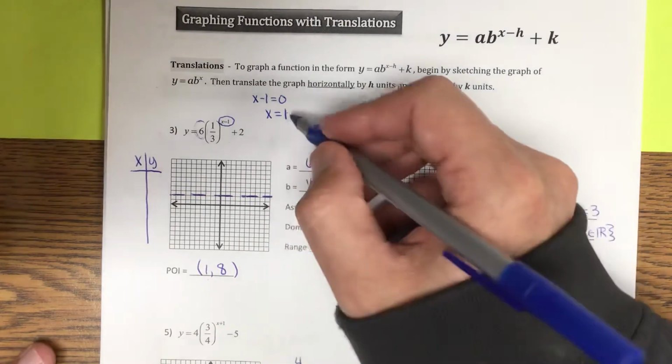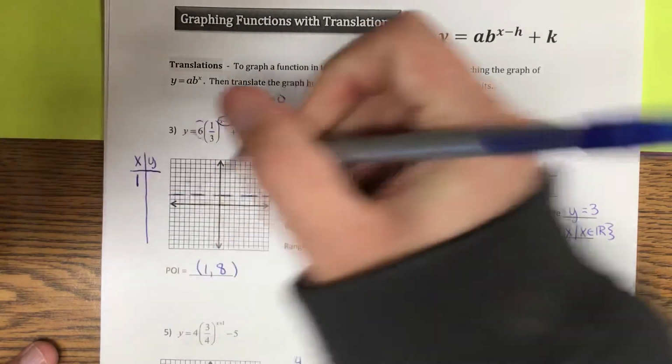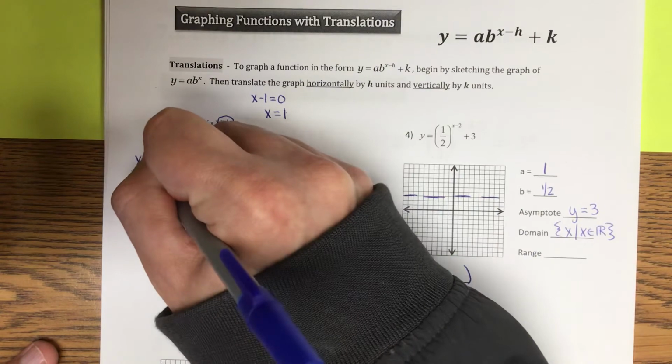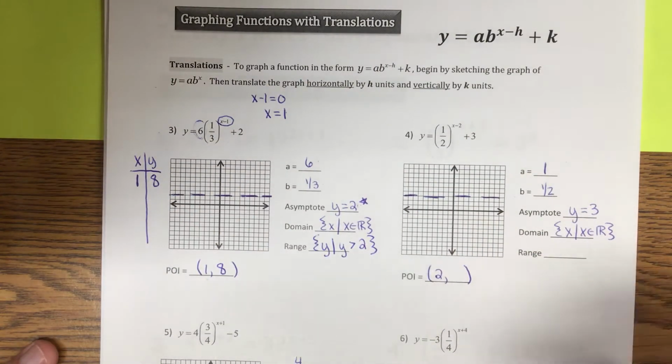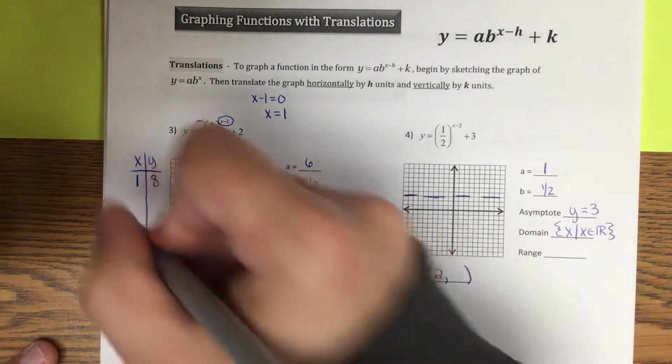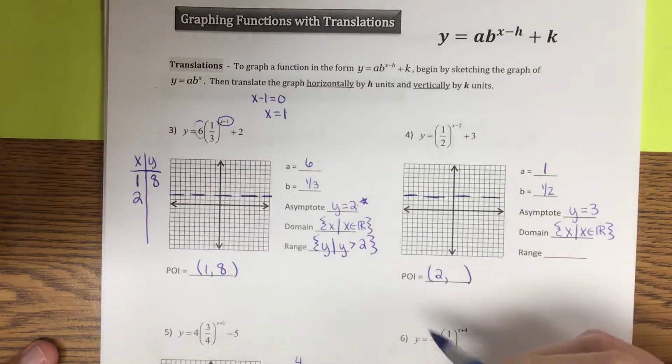But I'm going to start my XY table at 1 because that's what I found for the H value, and we know that's going to give me 8. So then I could try an X value of 2 and just kind of see what happens here.